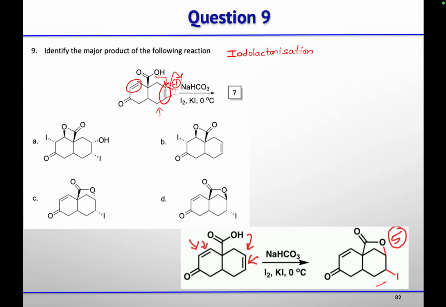Now if we look at the stereochemistry, first this alkene will not react, so this can't be the product. Then, as the acid is on the beta side, it will attack from the beta side, so this bond can't be alpha. So this lactone will form from the beta side, and the iodonium ion is forming on the alpha side. Then the SN2 attack will take place from the opposite side. So the correct option is option D.